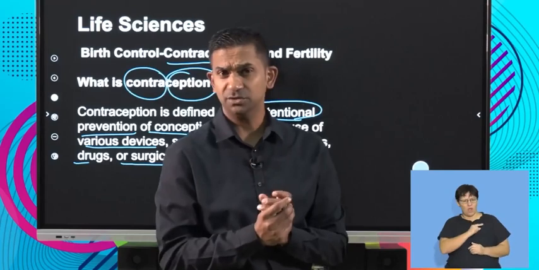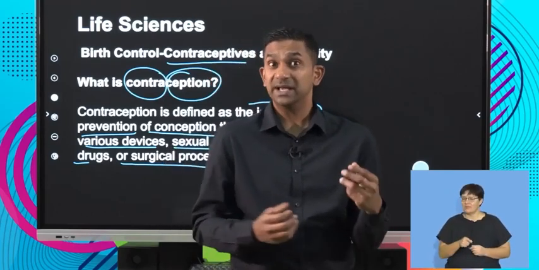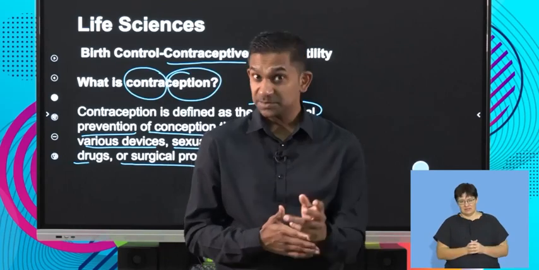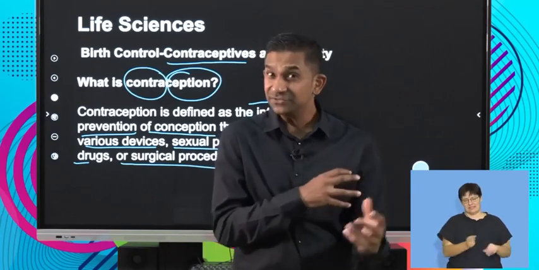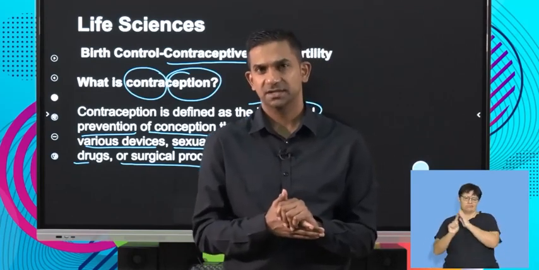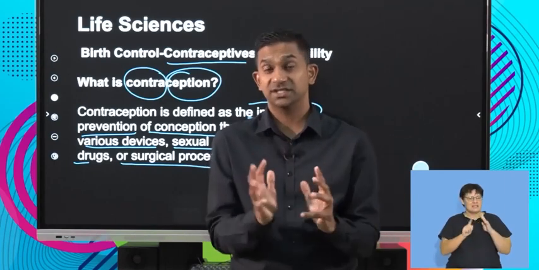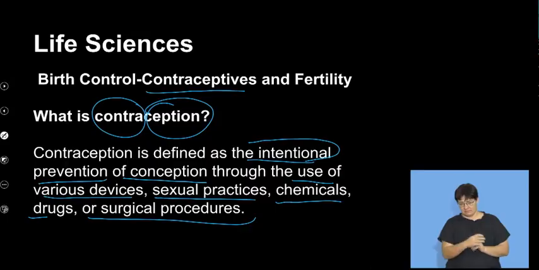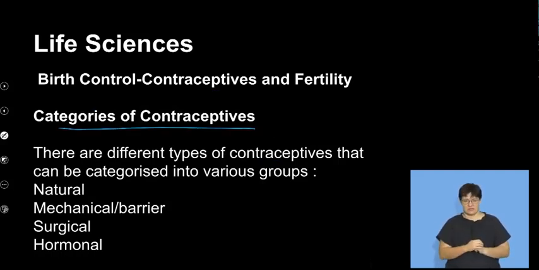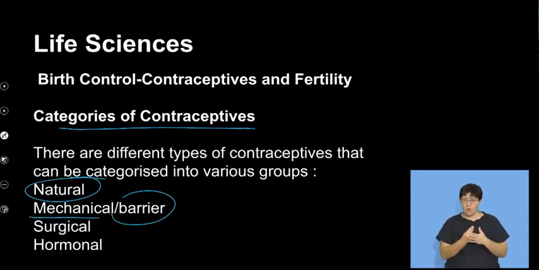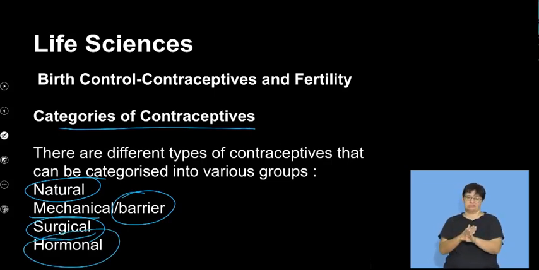Why is contraception important? Contraception is important in being able to plan a family. Contraception is important in being able to decide when it's the right time to have kids. So there are different ways of choosing contraceptions. It's important that we understand what the different contraceptions available are. Cool. So the different categories of contraceptions are as follows. We have natural contraceptives. We can use mechanical or barrier methods. There are also surgical procedures as well as a group of hormonal methods of preventing conception.